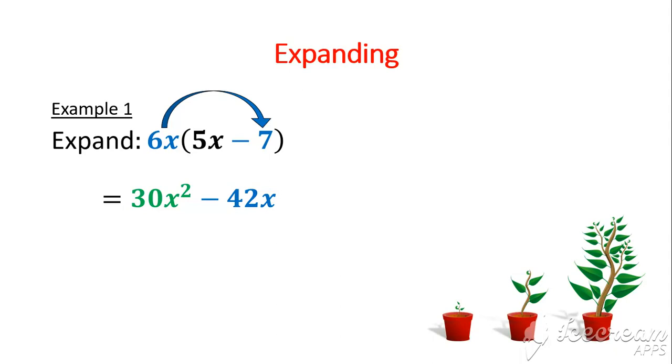And now we're going to go 6x multiplied by this negative 7. We're going to treat it like a negative 7, even though it is a subtract 7. So 6 times negative 7. A positive times a negative makes a negative. So we end up with negative 42. And we'll write it down as subtract 42x. So our final expression is 30 times x squared subtract 42x.